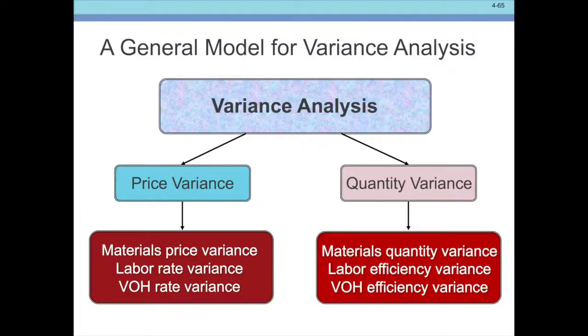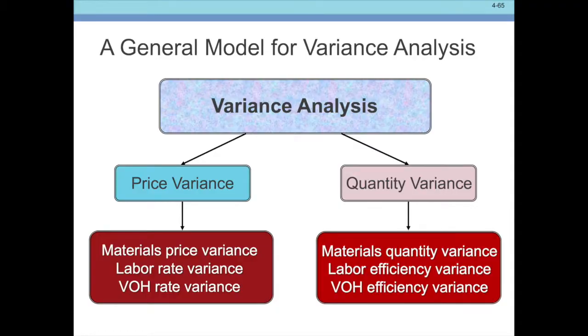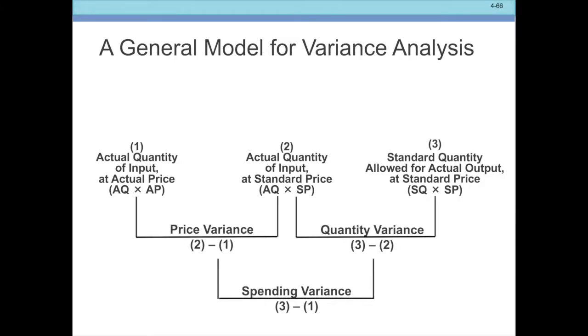So let's look at this model a little bit deeper. There are going to be three different variances for price and three variances for quantity. If you look at the slide here, it says materials price variance, labor rate variance, and variable overhead rate variance under price variance. And then under quantity variance, there's materials, labor, and overhead as well. So we're looking at essentially 6 different variances in 3 categories: materials, labor, and overhead. This is the general model of variance analysis.